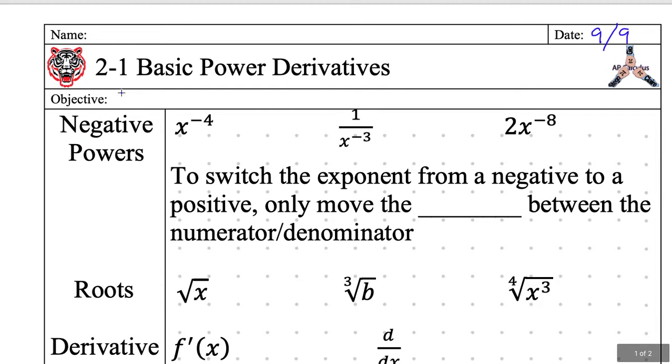The objective today is to be able to take, so students will be able to take basic derivatives of polynomials.